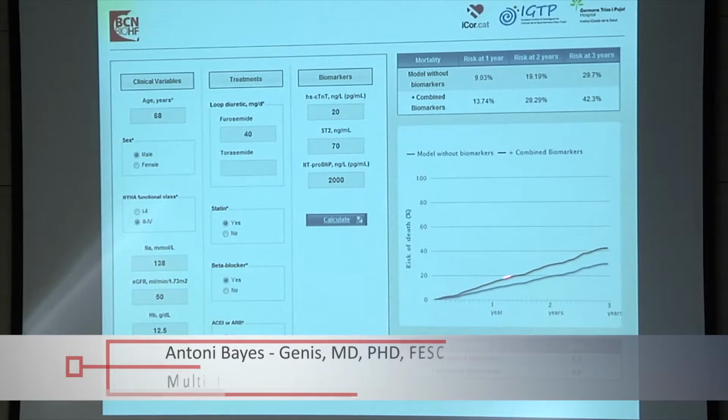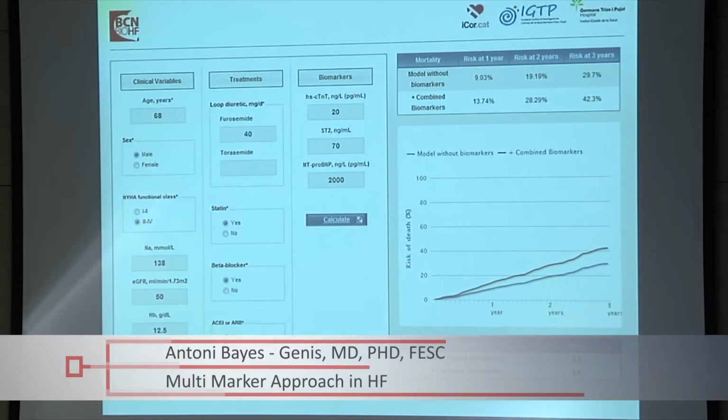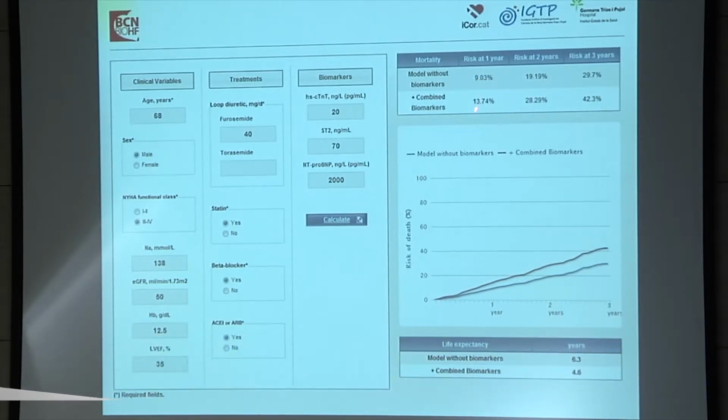When we put in the biomarkers, troponin 20, ST2 70, NT-proBNP 2000, we get the red line. This red line is worse, and this patient now has a life expectancy of only 4.5 years, and the risk at 1 year goes from 9 to 14%, from 19 to 28, from 29 to 42.